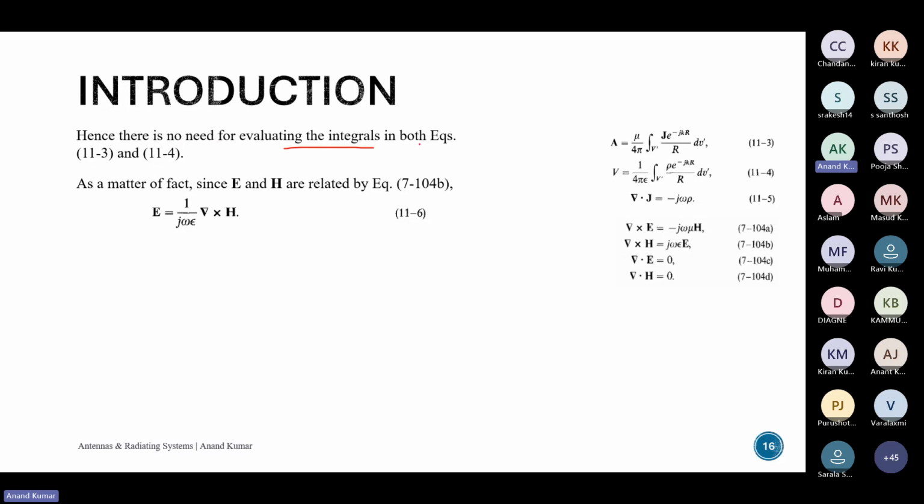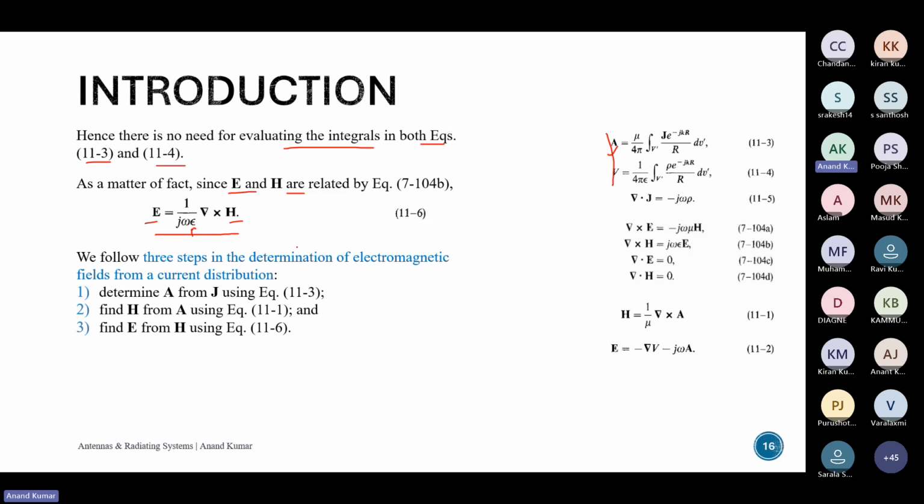Again, to simplify our needs, there's no need to evaluate the integrals in both equations 11.3 and 4. For A and V, both of them are given as integrals. But what we can do is just evaluate A over here, and then use that information to find out E and H. As a matter of fact, E and H are related like this: E is equal to some constant times del cross H. So if you have H, you can find out E. Now we need to find out H. So these are the steps.